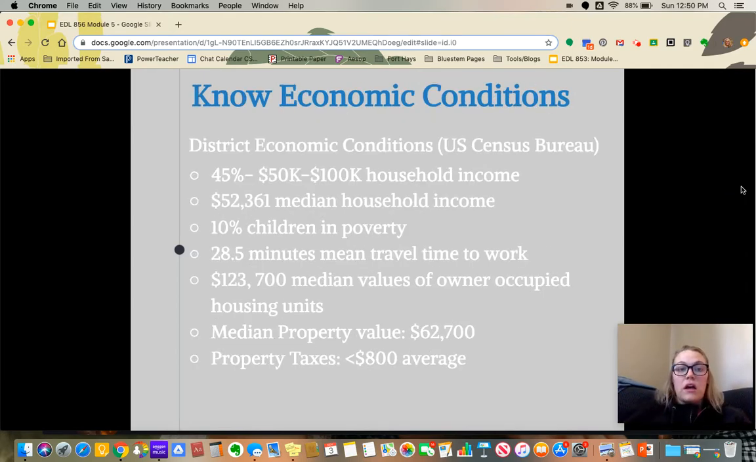Economic conditions. I got this information from the U.S. Census Bureau. Some things that stuck out is that 10% of our children are in poverty, so I thought that was a pretty big amount. Something else was that our median household income was $52,000. That 45% between $50,000 and $100,000 is a little misleading because we're on the lower end of that spectrum. So I thought that was a big chunk. There's a big difference between $50,000 a year and $100,000 a year. So I wanted to highlight that we're on the lower end of that middle class when it comes to average income.